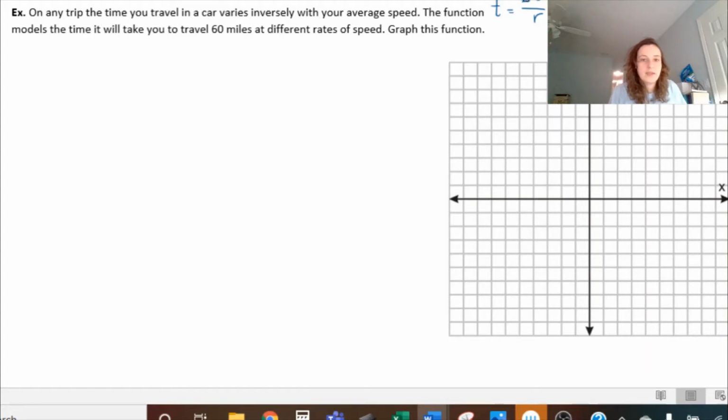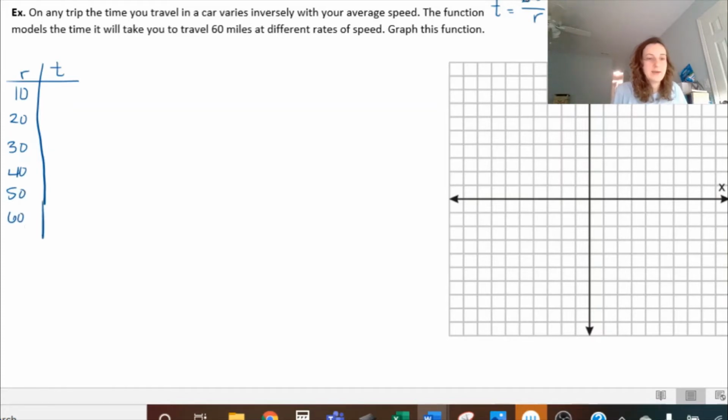So let's think about this. You can't go a negative speed, right? So we're only really interested here in the positive values. So let's do a rate and time. Okay, so if we're going to go 10 or 20, 30, 40, 50, up to 60 miles per hour, let's see how much time it would take. So now you can plug these in.